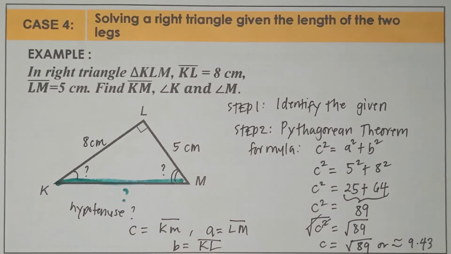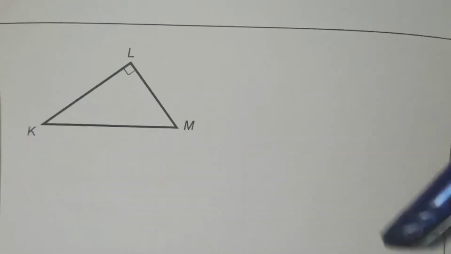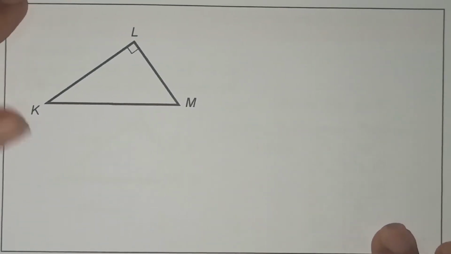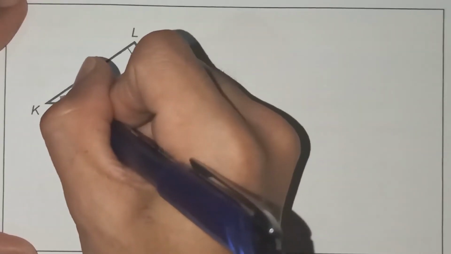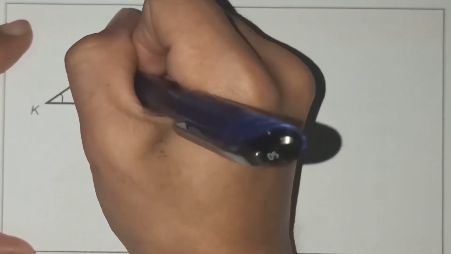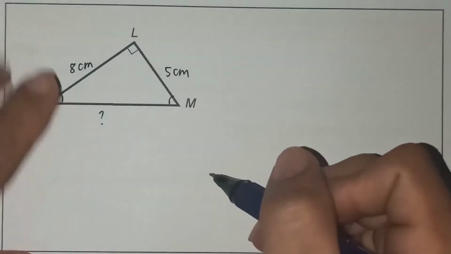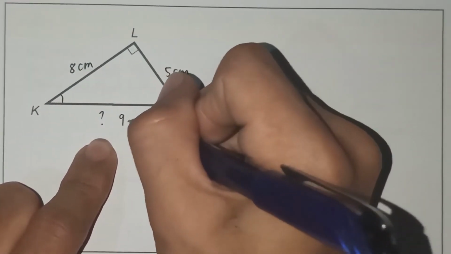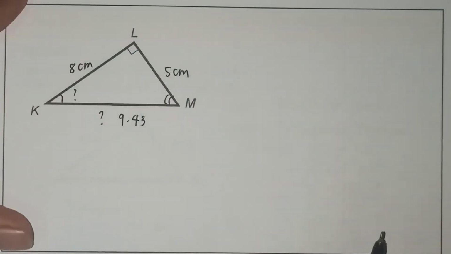The next thing that we need to do now is to get the measure of angle K and the measure of angle M. Since this is 8 cm, this is 5 cm, and a while ago, this is missing, which is now 9.43. We're looking for angle K.